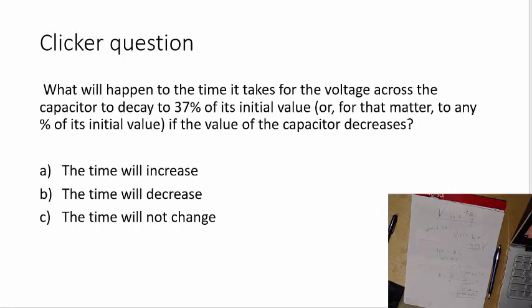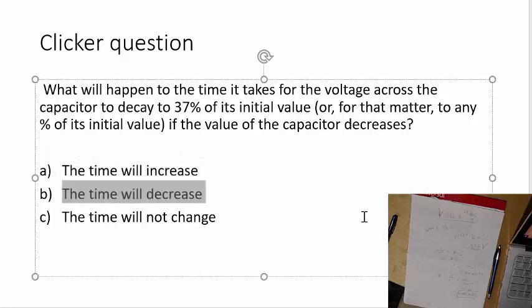Here's a clicker question, and if we had clickers right now, I'd have you do it. But if you want to pause the video, go ahead and think about this question. The question is, what will happen to the time it takes for the voltage across a capacitor to decay to 37% of its initial value, or for any percent of its initial value, if the value of the capacitor decreases? So you have three choices there. And the answer is that if the value of the capacitor decreases, the time will decrease because the time constant of the capacitor, R times C, is going to be smaller, and that's time in seconds, as we'll see shortly.